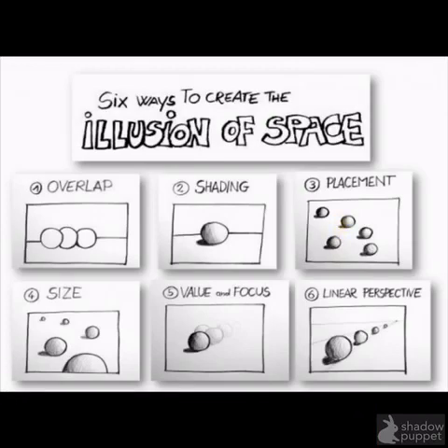These spheres on the lower part of the page look closer than the spheres on the back part of the page. There's shading to show that something is 3D. There's overlapping to show that something might be near. We can use size. We can use value and focus, which means things that get far away get faint. And linear perspective is like how we would show a sidewalk or a road get skinnier in the distance.